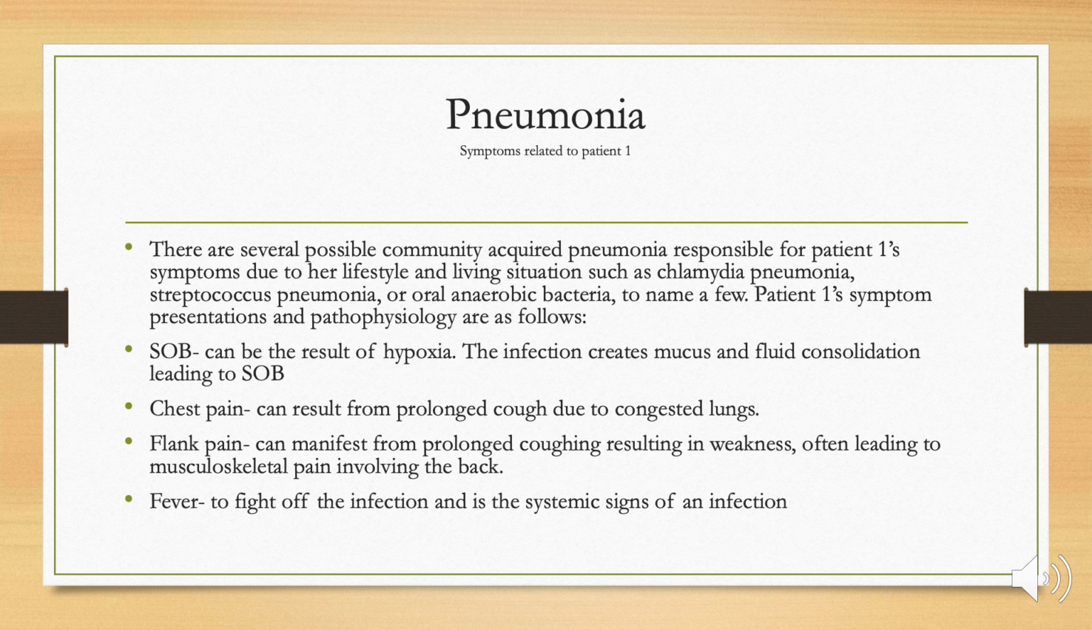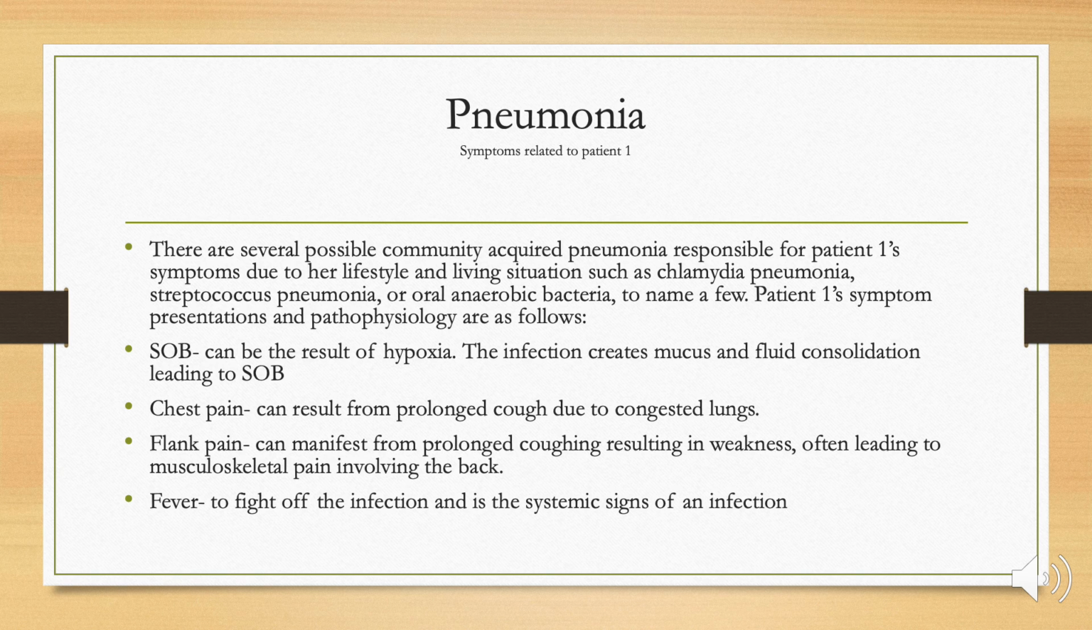Pneumonia symptoms related to patient 1. There are several possible community-acquired pneumonias responsible for patient 1's symptoms due to her lifestyle and living situation, such as chlamydia pneumonia, streptococcus pneumonia, or oral anaerobic bacteria, to name a few. Patient 1's symptom presentations and pathophysiology are as follows.